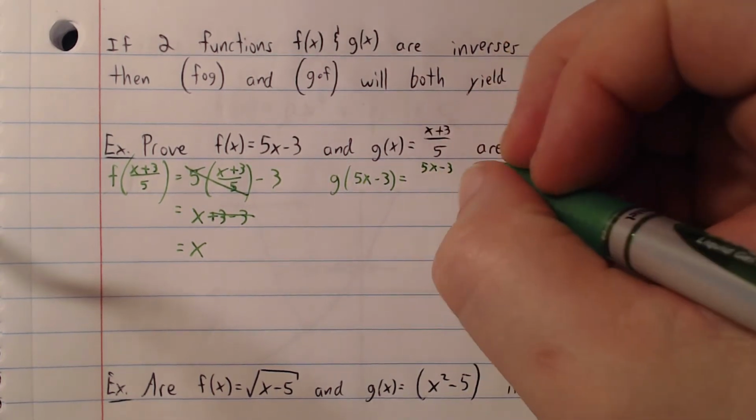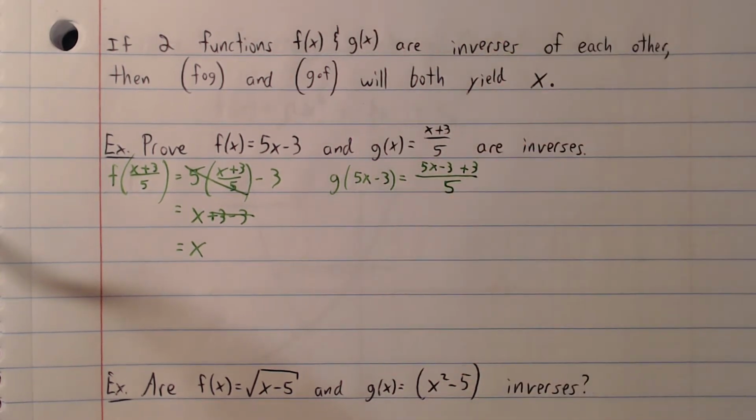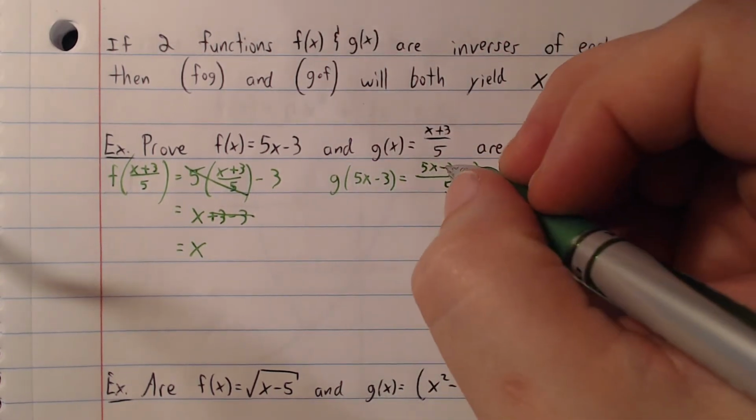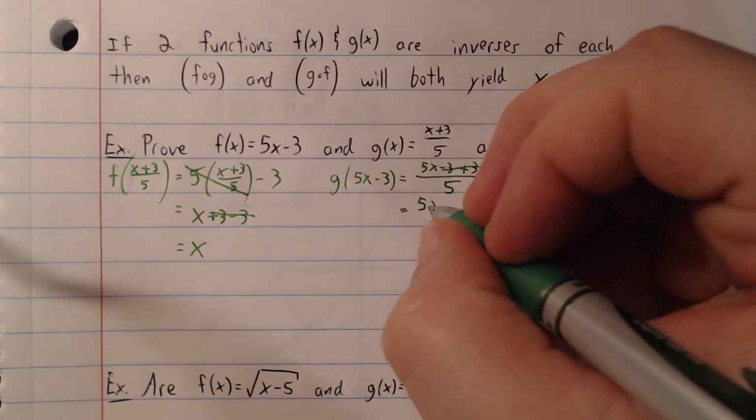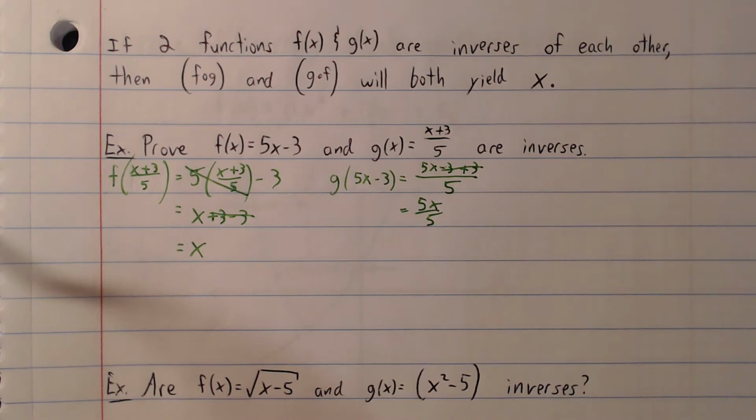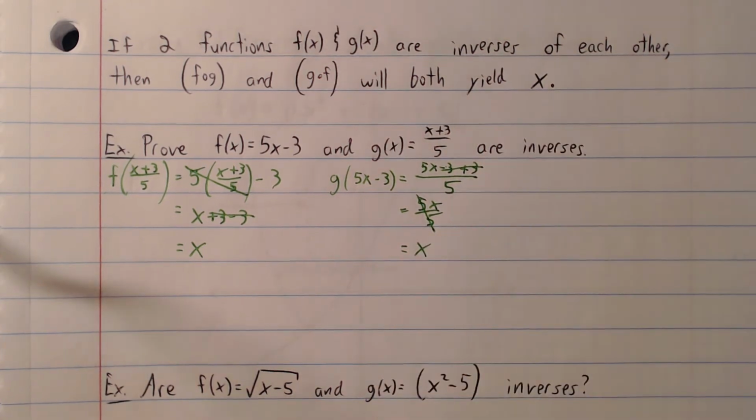5x minus 3 plus 3 divided by 5. My 3's are going to start off by canceling, which gives me 5x divided by 5. Now I can see my 5's end up canceling. I'm left with just an x.